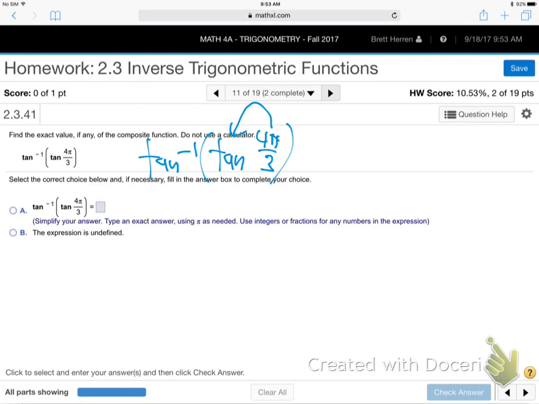So what does that make it? An angle or an answer? It's an angle. It looks angle-ish, and it is. That's an angle, right? Because it's being put into a regular trig function.